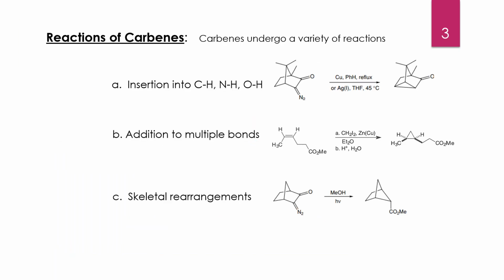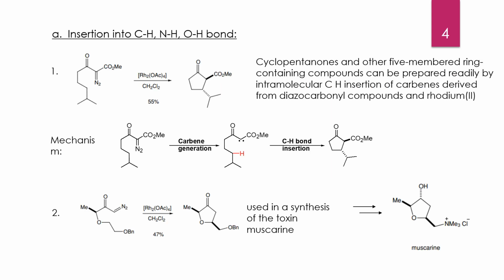So today we will discuss some of the reactions of carbenes. Carbenes can undergo a variety of reactions. One is insertion, second is addition to the multiple bond, third is skeletal rearrangement. I have shown one of the examples here, and I will discuss this example later. First, let's start with the insertion into CH, NH and OH bonds, beginning with insertion into the CH bond.